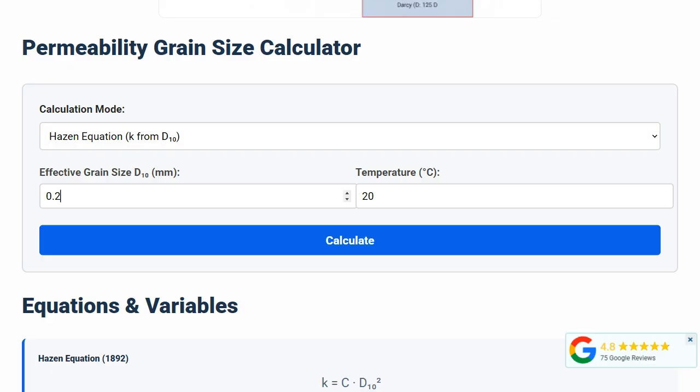The calculator applies the Hazen equation or similar empirical formulas to estimate hydraulic conductivity. Once calculated, the results show the estimated permeability in meters per second or centimeters per second, helping you understand how quickly water flows through the soil.